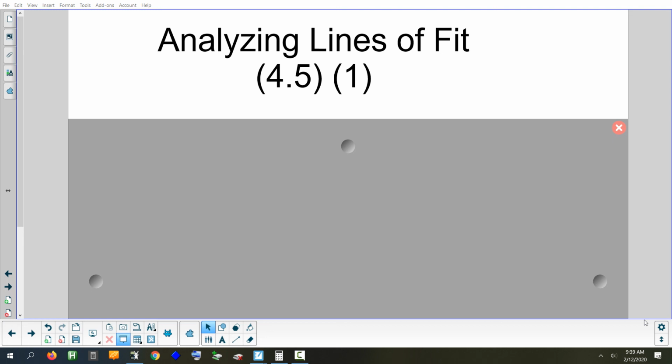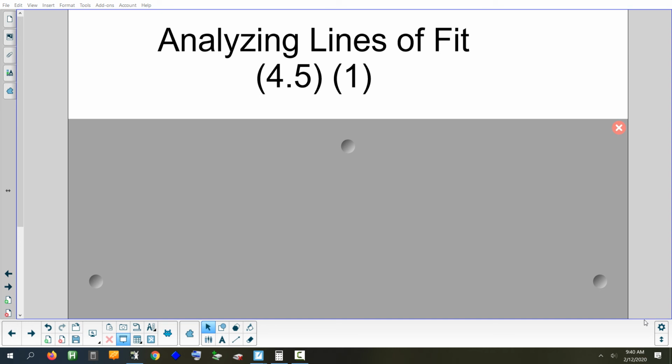All right, so last section we're going to look at is 4.5. We're going to look at it over 2 days, even though we're going to cover most of it today. Tomorrow we can just review it and get ready for the test. So what we're looking at in 4.5 is lines of fit again.